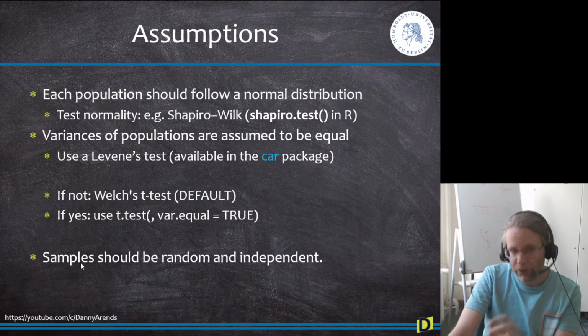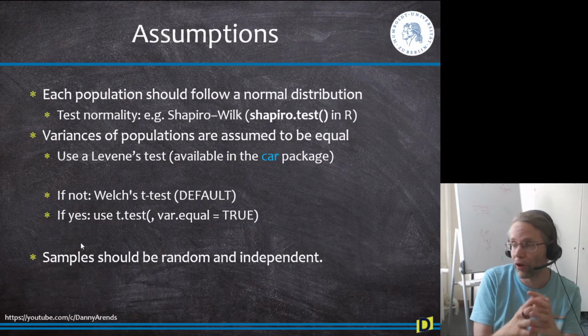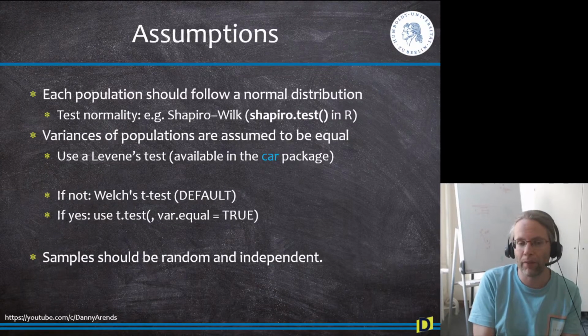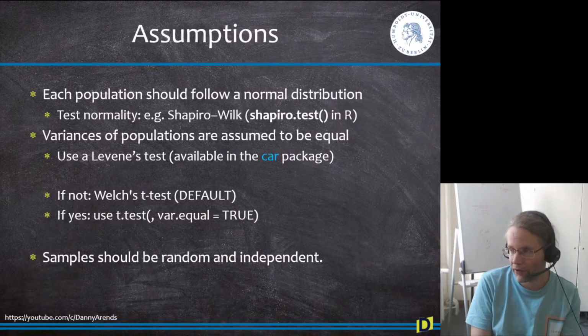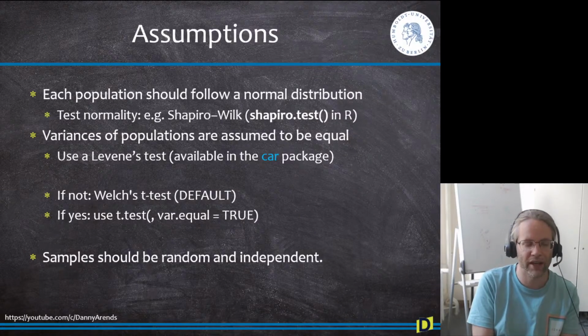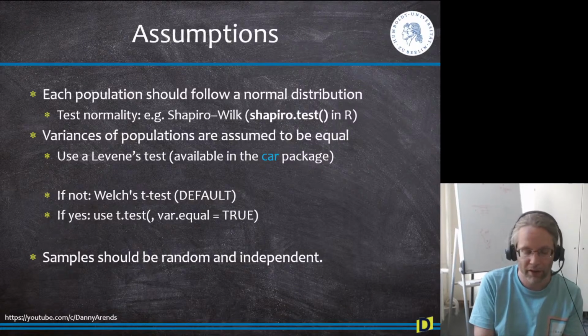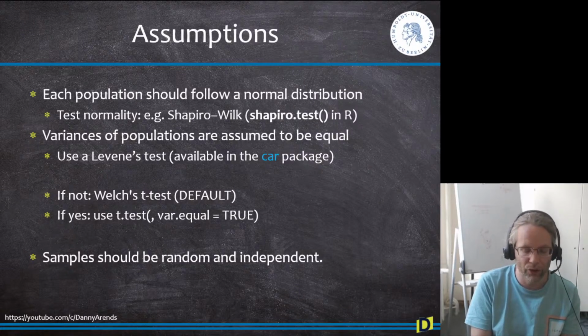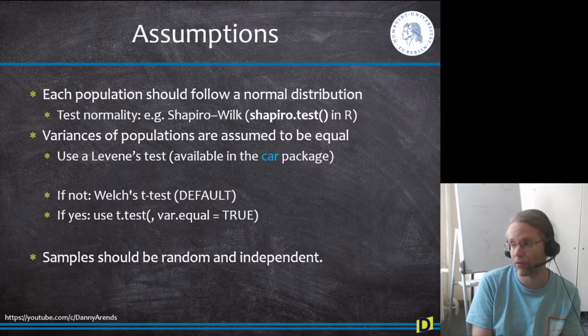One of the other assumptions, which is an assumption for more or less all statistical tests that you do, is that samples are random and independent, right? So that means that if you design your experiment, for example, I developed a new drug, and I want to test this drug.